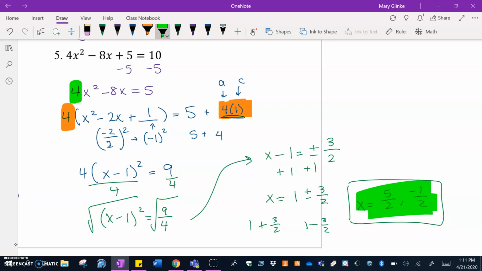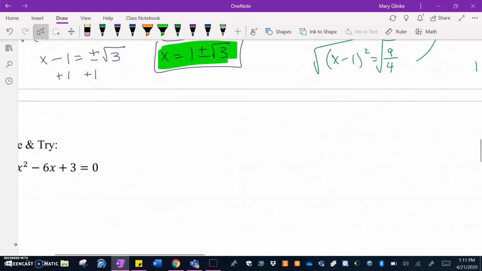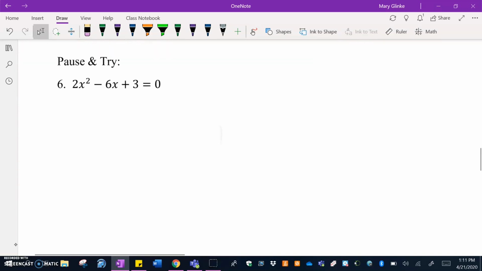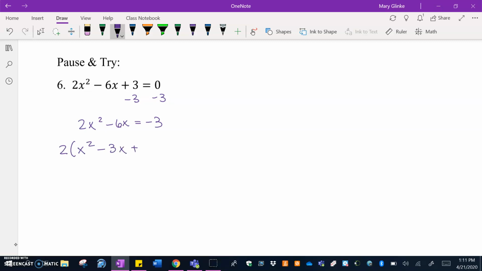So now what I'm going to ask you to do is I'm going to ask you to pause, and try one that asks you to factor out that a value. Okay, so pause and try it. Okay, now that you've tried it, we're going to go ahead and solve this together by moving the 3 over. Then we're going to go ahead and divide the GCF out. And as we divide that GCF out, we're going to leave this space on the left-hand side for our C value.